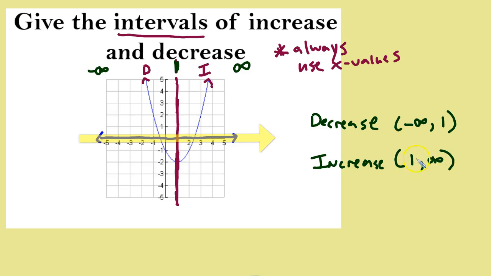Now, you will always use parentheses for these intervals because when we talk about an interval, I can't say that 1 is included because it has to be an interval from one thing to another thing, right? So 1 is just the start of the interval, and infinity is the end of the interval, and the interval is everything in between it. So always use x values, always use parentheses.